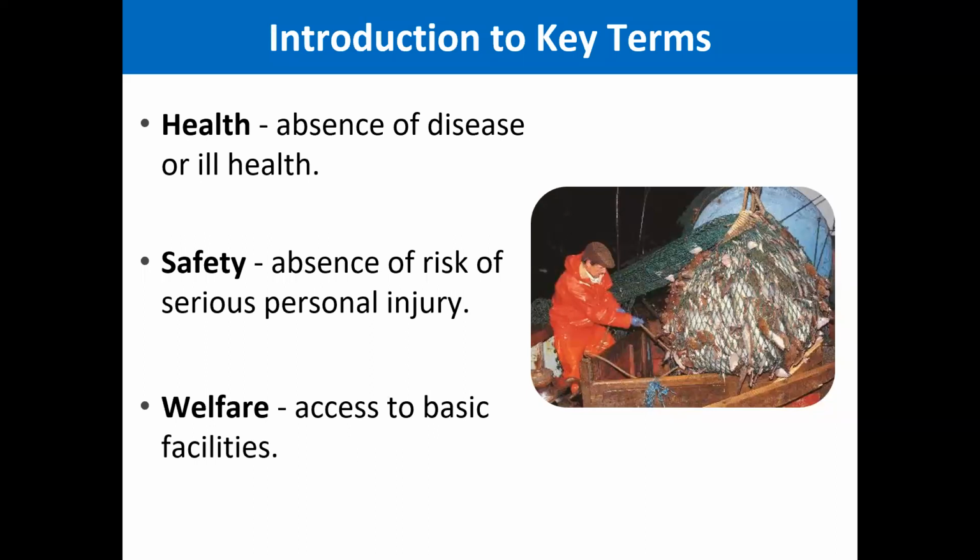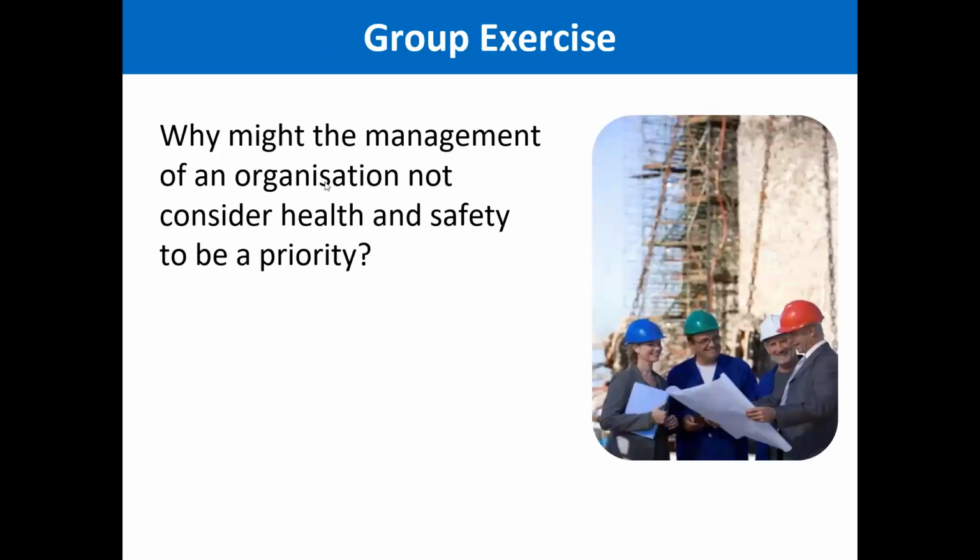Then there is welfare. What is welfare? Welfare is basically the access to all the basic needs and facilities. What are the basic needs and facilities of humans? Obviously, we need to have drinking water available. We need to have access to the toilet, sanitary facilities. We need to have access to food and drink as well. So we need to have a place where we can sit and eat and drink. Also, temperature in the workplace falls under welfare. All of these things which deal with your basic needs are considered welfare facilities. So these are some important terms to remember, which we will use further on.